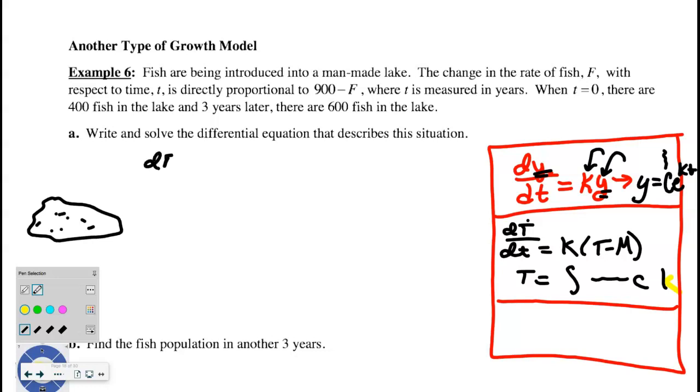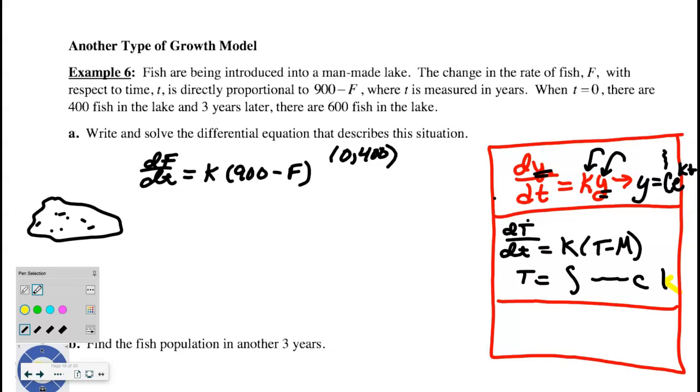So I'm going to start writing my problem. df/dt, with respect to time, is directly proportional. So there's my k. But it's not directly proportional to the amount of fish in the lake. If it was, it would be Ce^(kt), but it's the difference between 900 and the number of fish in the lake. It then says, when t equals 0, there's 400, so that doesn't mean C is 400, because it's not that model, so be careful with that.